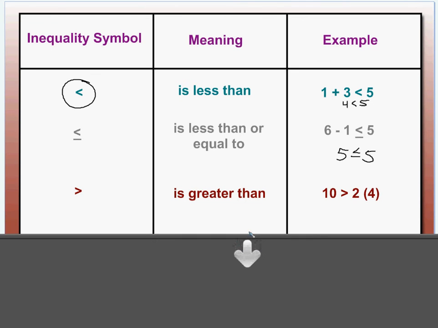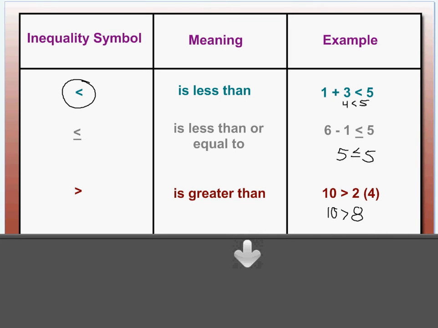There's our friend greater than. Okay, greater than means the bigger number, the bigger value is going to come first. So look at our example here. We have 10 is greater than 2 times 4. Yeah, isn't 10 bigger than 8? I'd rather have $10 than $8. Okay, so that is greater than.